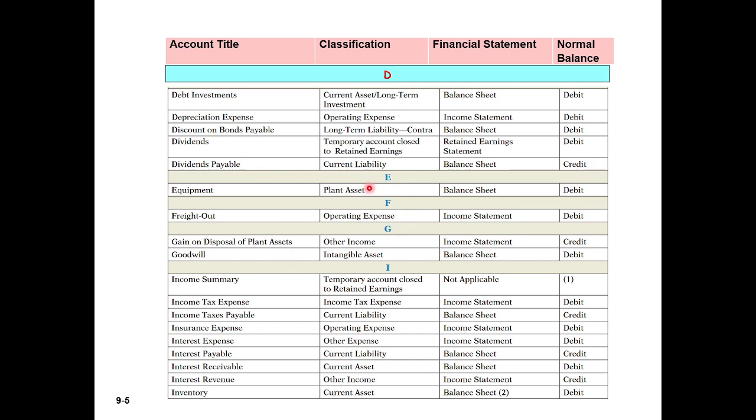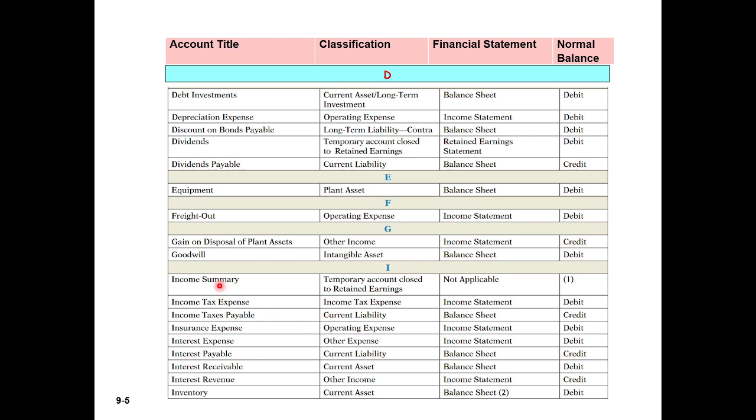Now E: equipment, plant asset, balance sheet, debit balance. Freight out, operating expenses, income statement, debit balance. Gain on disposal of plant asset, other income, income statement, credit. Goodwill, intangible asset, balance sheet, debit balance.